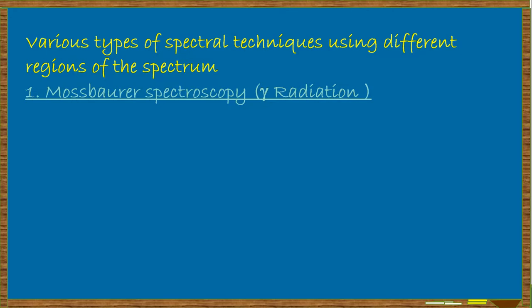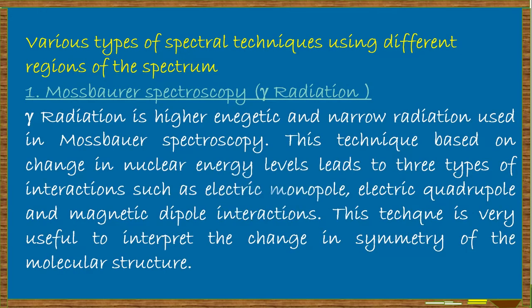So what is the principle of Mössbauer spectroscopy? The gamma radiation is highly energetic and narrow radiation used in Mössbauer spectroscopy. This technique is based on change in nuclear energy levels, which leads to three types of interactions: electric monopole, electric quadrupole and magnetic dipole interactions. This technique is very useful to interpret the change in symmetry of molecular structures. So it is a very useful spectrochemical technique known as Mössbauer spectroscopy.